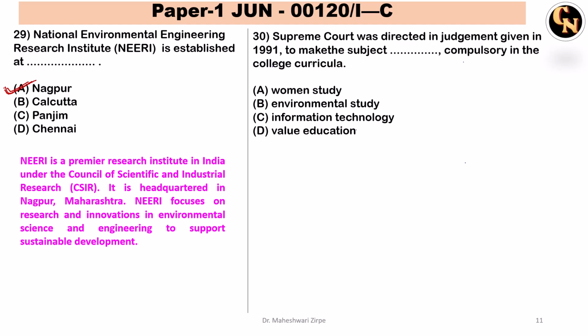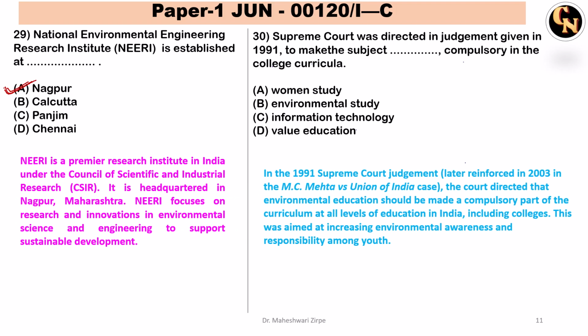Next, 30th question, the last question of part 2 of December 2020 in today's video. Question number 30 says that the Supreme Court directed in a judgment given in 1991 to make the subject dash compulsory in the college curricula. Which important subject was made compulsory by the Supreme Court? Is it women's study, environmental study, information technology, or value education? As we all know, environmental study is made compulsory.